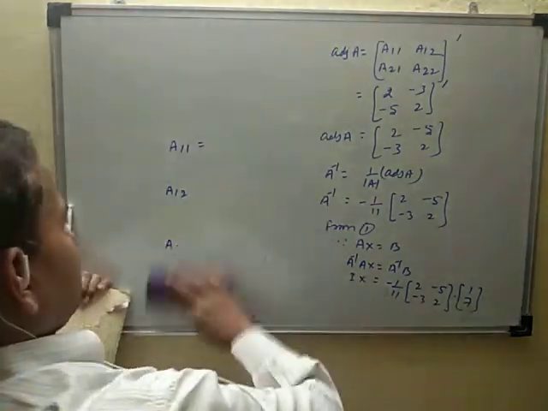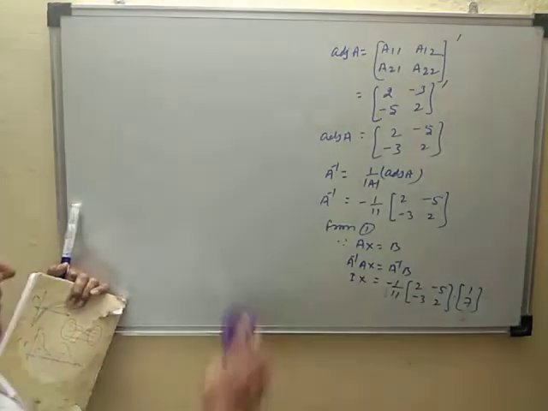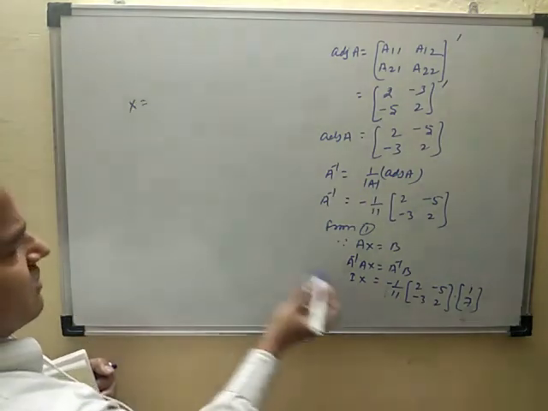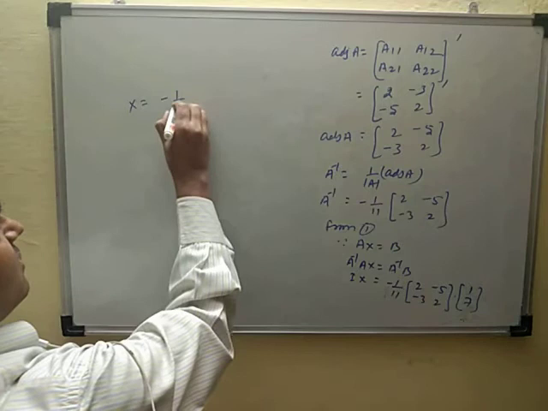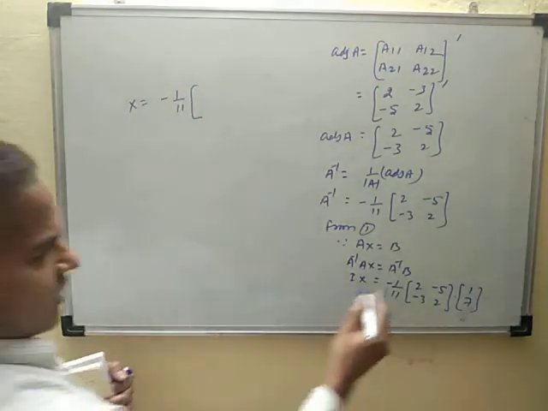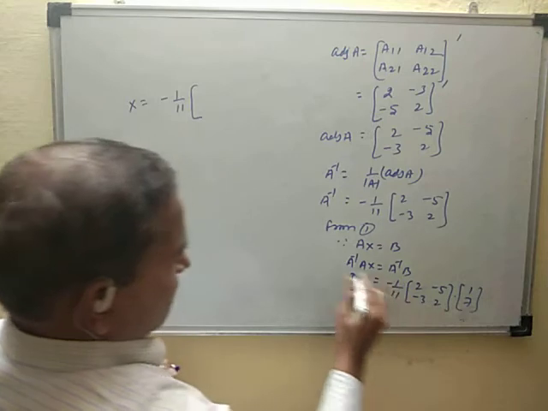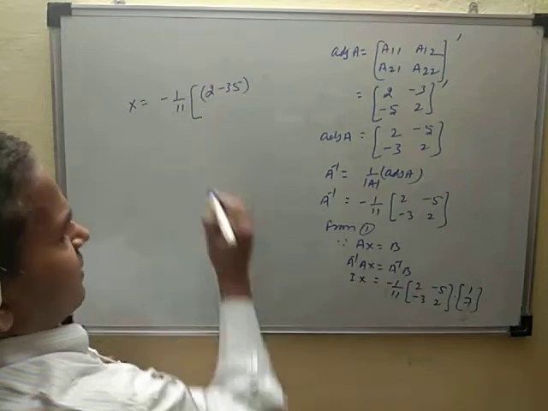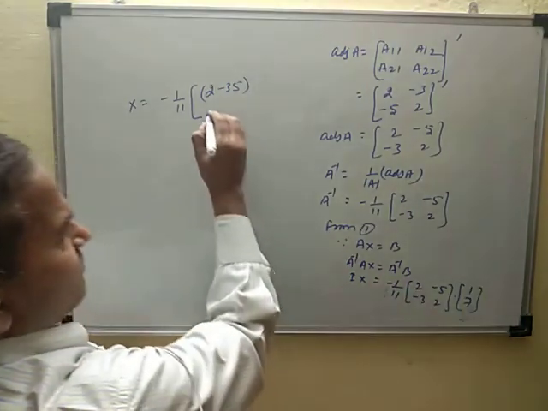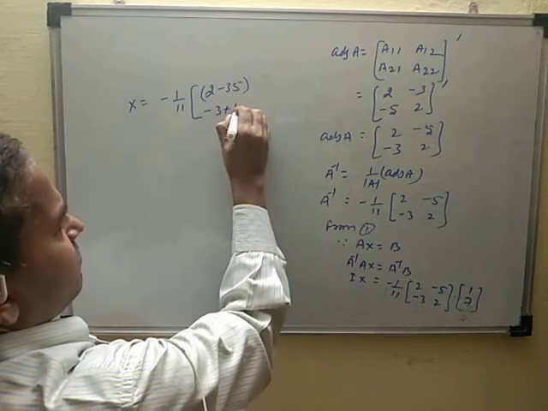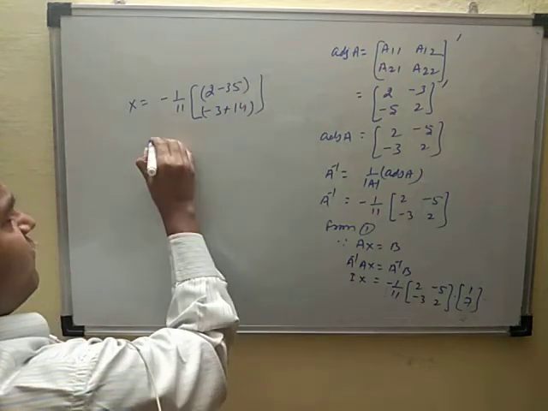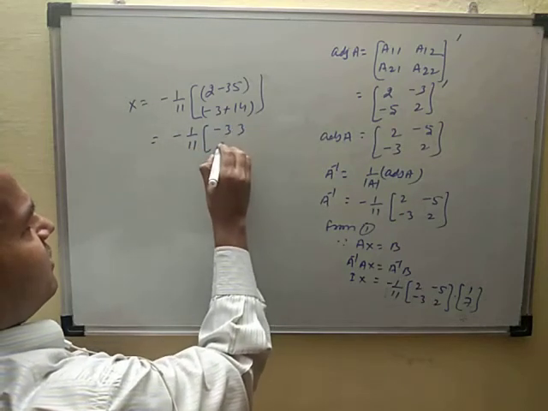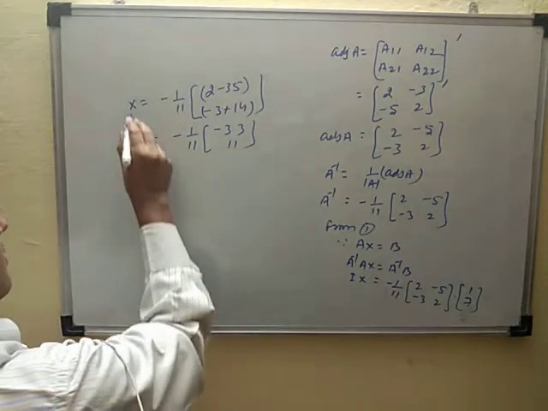So simply find the product. I into X, which equals X, is equal to minus 1 by 11. Find the product. So R1 multiplying C1: 2 into 1 is 2, and minus 35. Next R2 multiplying C1: that is minus 3 and plus 14. Simplified, minus 1 by 11, this is minus 33 and this one is 11. This is the value of X.